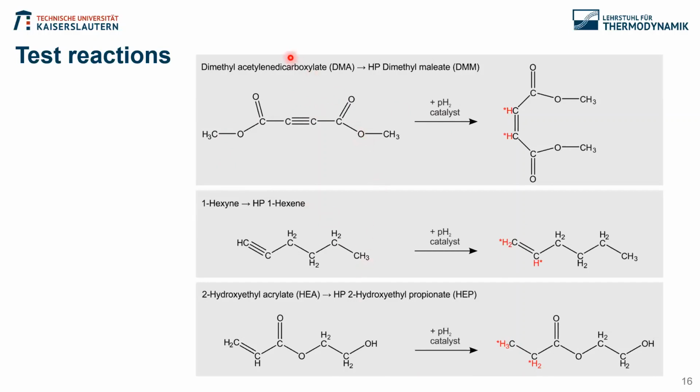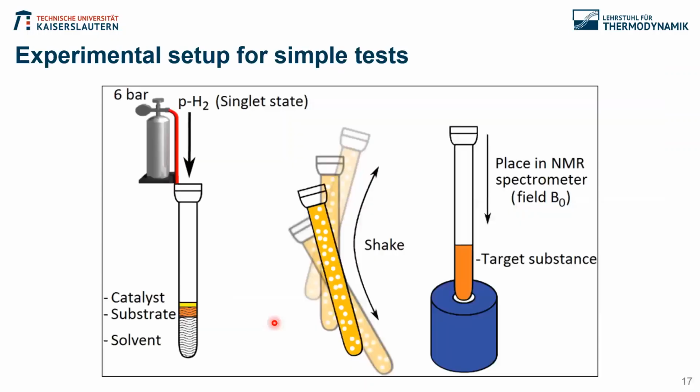So one is the one with dimethyl acetylenedicarboxylate, one started with hexyne, and one starts with hydroxyethyl acrylate. So our experimental setup for this simple test is very, very easy. We just have a 5 mm tube where your reaction mixture is inside. We charge that with parahydrogen, heat it to 60 or 80 degrees C.